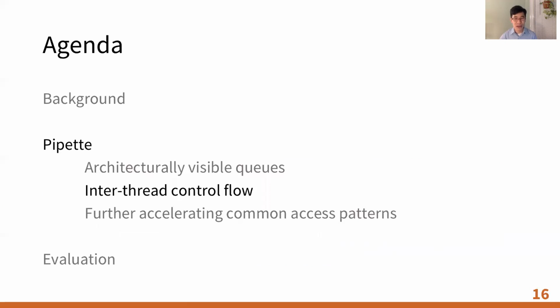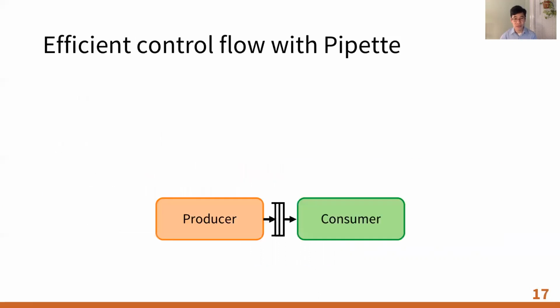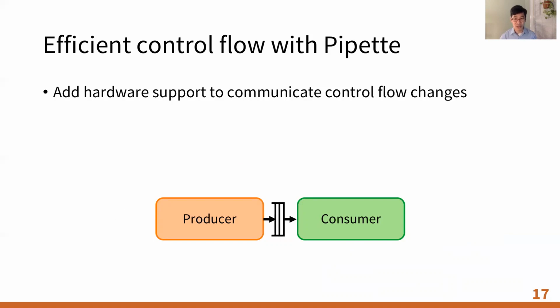All right, we've seen how Pipette provides architecturally visible queues. Now let's see how to accomplish inter-thread control flow. Sometimes a producer may want to tell the consumer to move on to the next part of the input. We achieve this by sending a specially marked value to the consumer. Pipette adds hardware support to make changing control flow efficient.